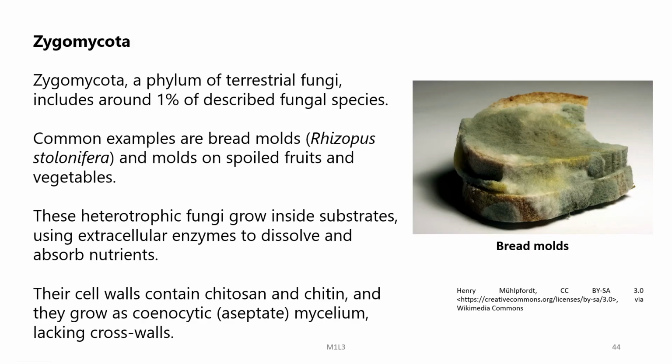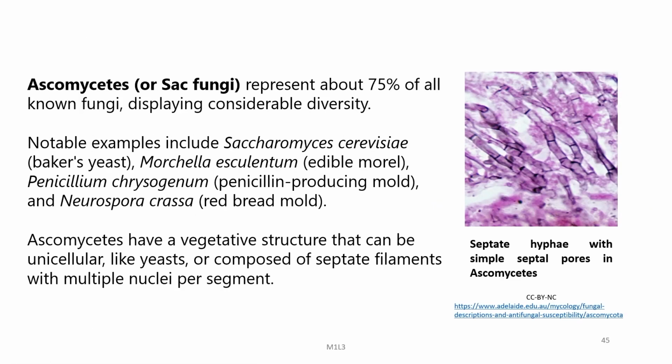Zygomycota. It is a phylum of terrestrial fungi, and includes around 1% of described fungal species. Common examples are bread molds, as you can see here in this picture, and molds on spoiled fruits and vegetables. So, basically this is a harmful species which is responsible for food spoilage. These heterotrophic fungi grow inside substrates using extracellular enzymes to dissolve and absorb nutrients. The cell walls contain chitosan and chitin, and they grow as coenocytic mycelium lacking cross walls or septae.